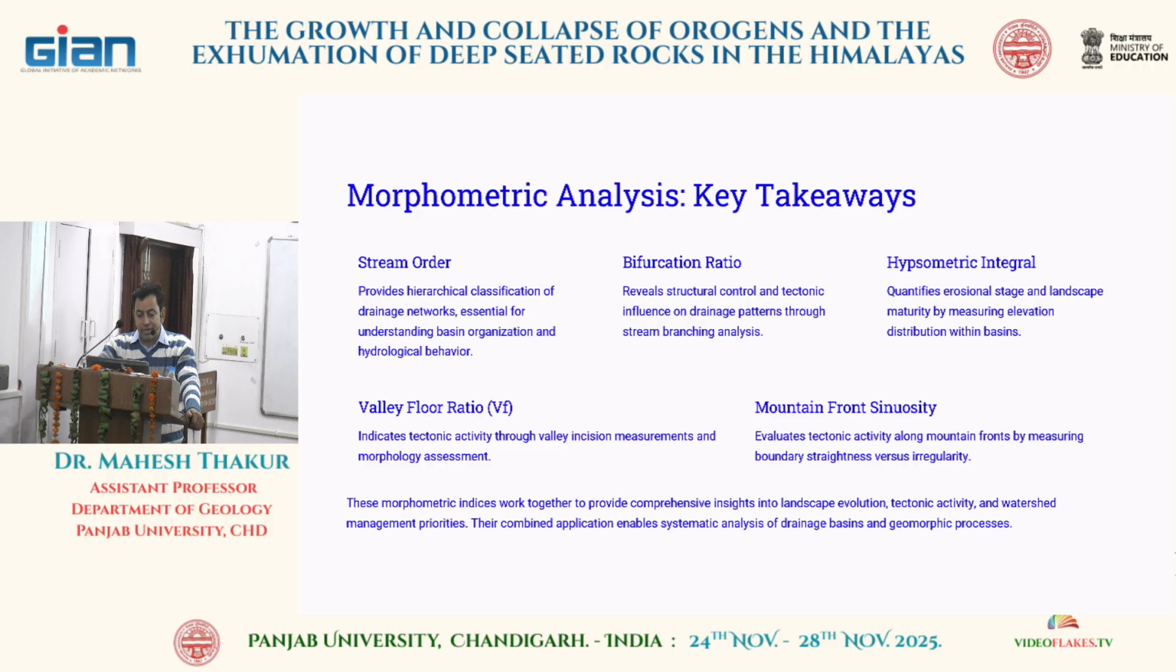And mountain front anisotropy evaluates tectonic activity along mountain fronts by measuring boundary straightness versus irregularity. These morphometric indices work together to provide comprehensive insight into landscape evolution, tectonic activity, and watershed management priorities. Their combined application enables systematic analysis of drainage basins and geomorphic processes. So if you have any questions, you can ask.